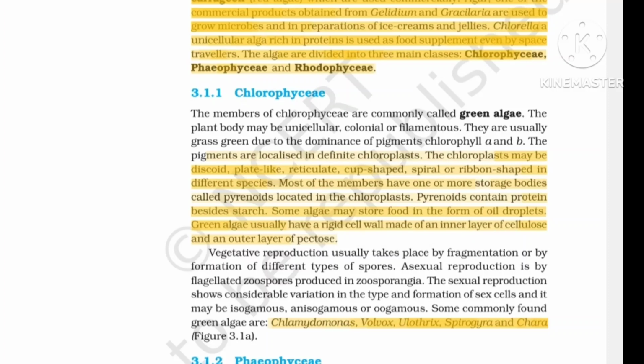Let's talk about sexual reproduction. This is mainly of three types: isogamous, anisogamous and oogamous. For example, Chlamydomonas, Volvox, Ulothrix, Spirogyra and Chara.